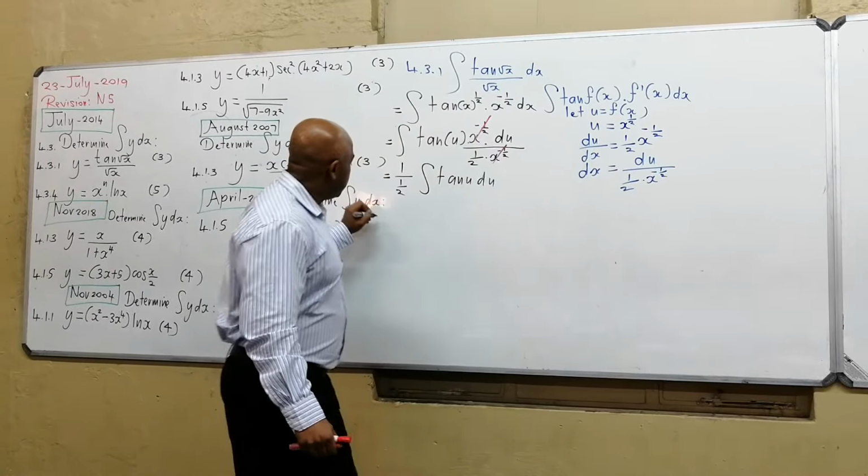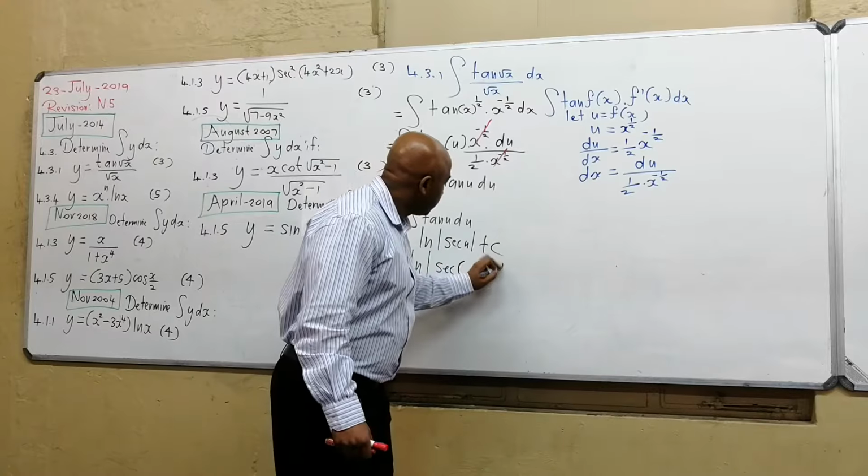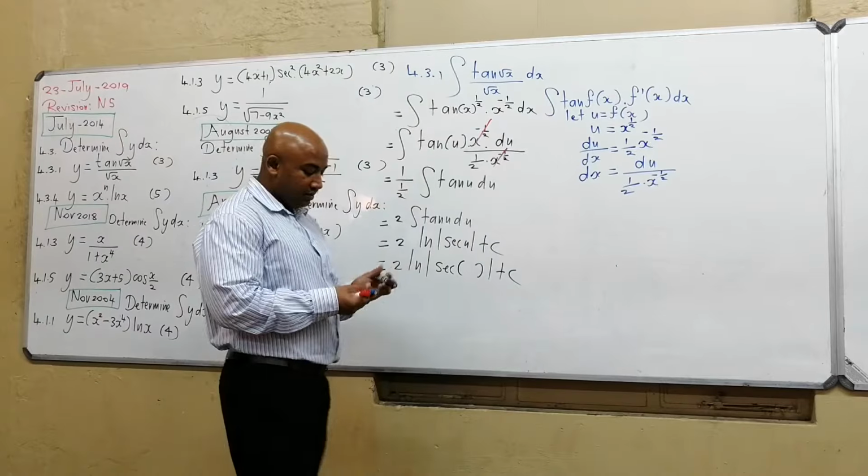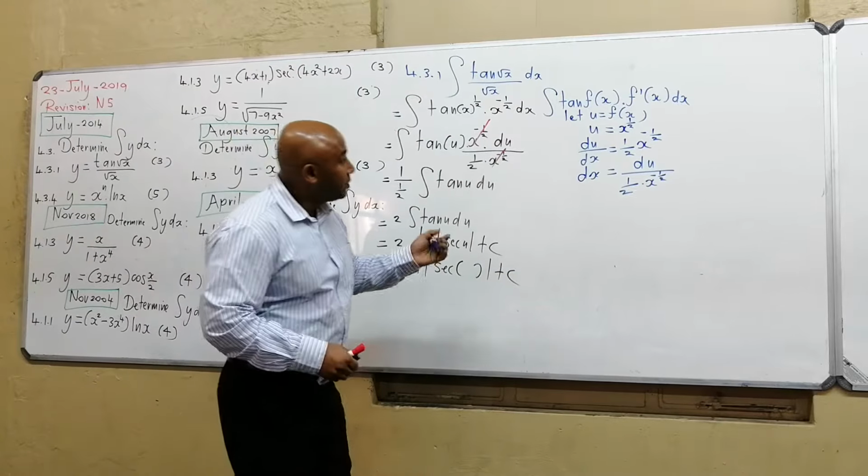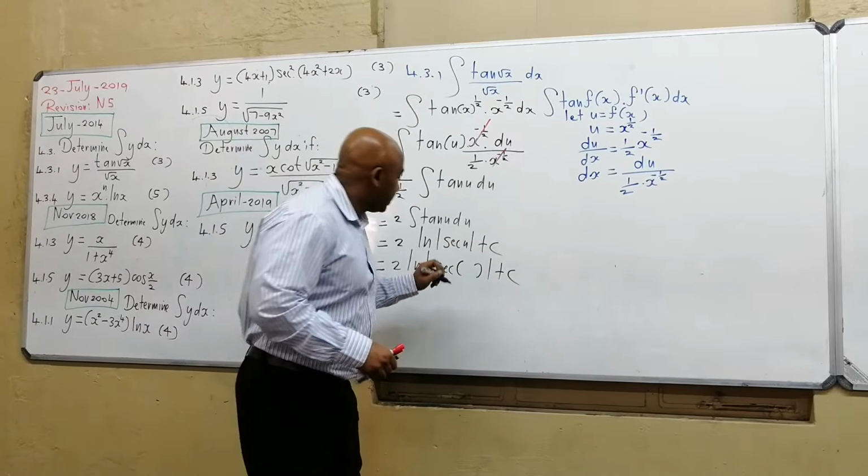And now, this is a standard integral straight from your formula sheet. When you integrate tan, it's going to be ln absolute value of sec u plus c. So that's going to be 2 ln absolute value of sec. What was u? u was the square root of x, so x to the power half.